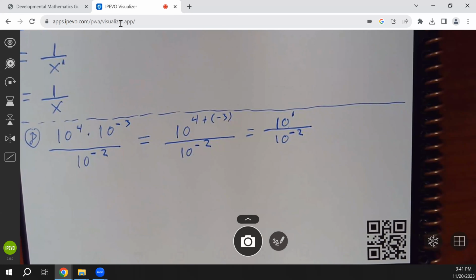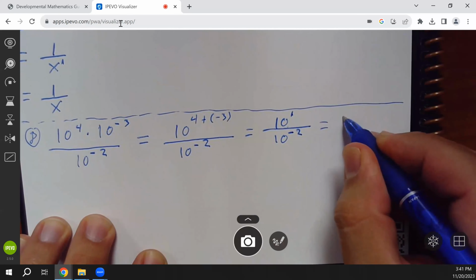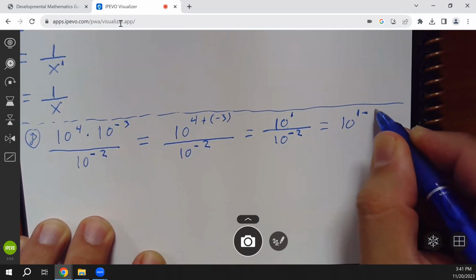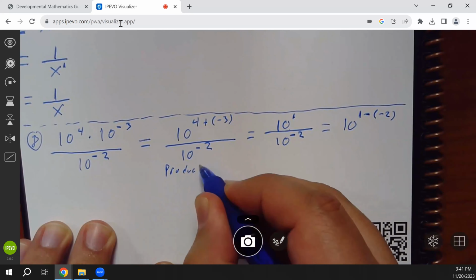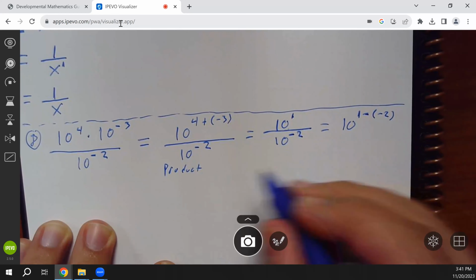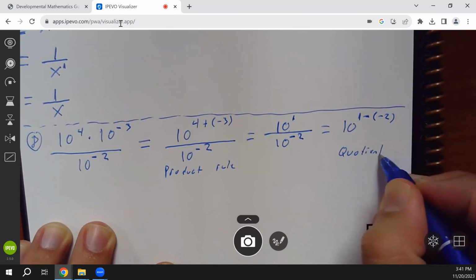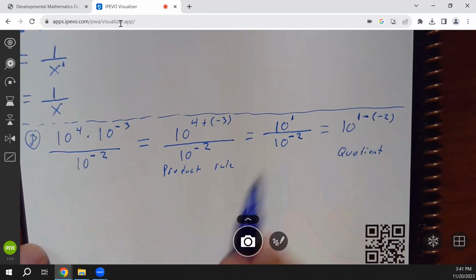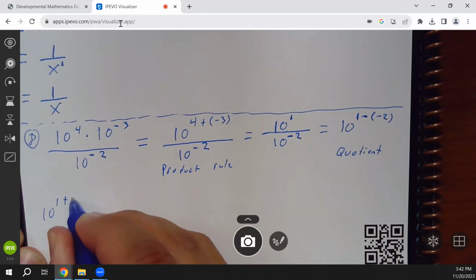What do we do next? Yeah, let's try that. We get 10 to the first minus a -2. Product rule. That would be 1 minus, which is 1 plus 2, correct?